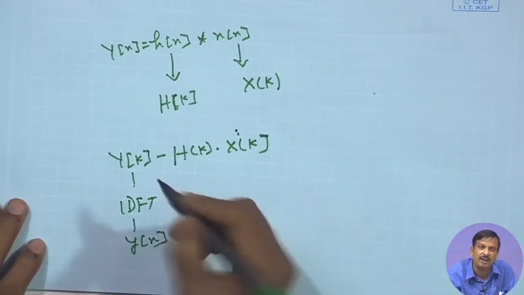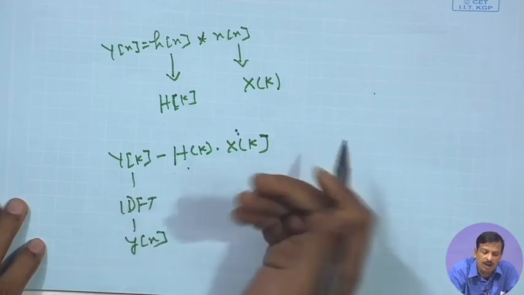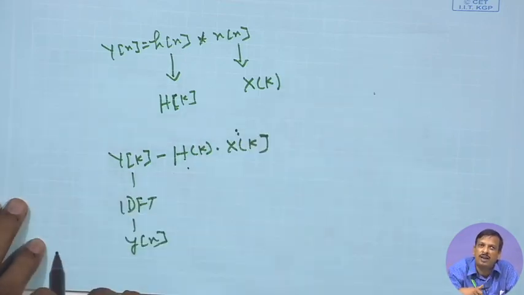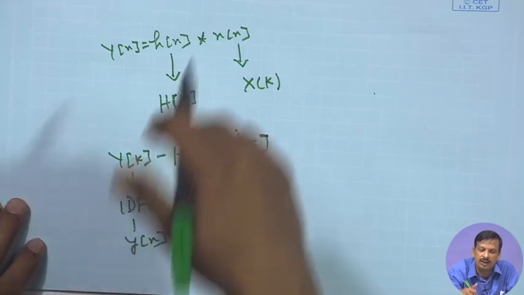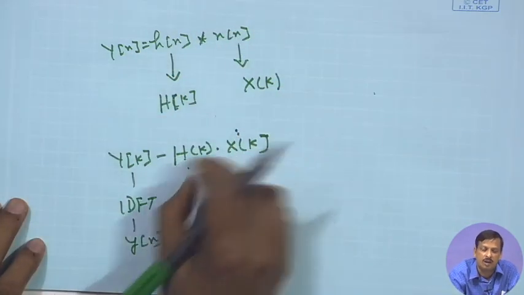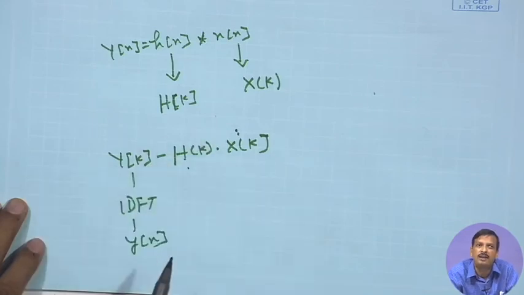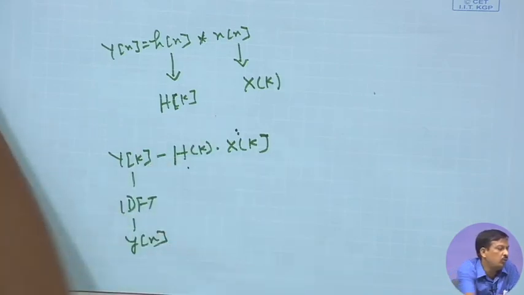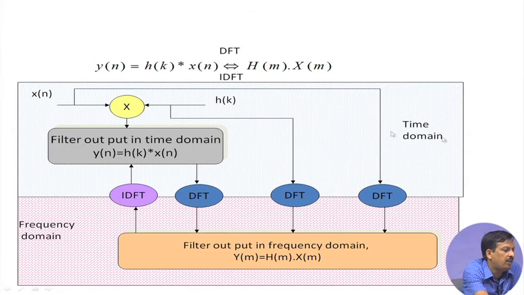So, either I can implement it in the frequency domain, where I take the frequency domain transfer function H[k], take the time domain signal into the frequency domain, multiply both to get the output, and take the IDFT. These are the two implementations, either frequency domain or time domain. Okay. So, have you understood? Either I can implement the filter in the time domain or in the frequency domain.